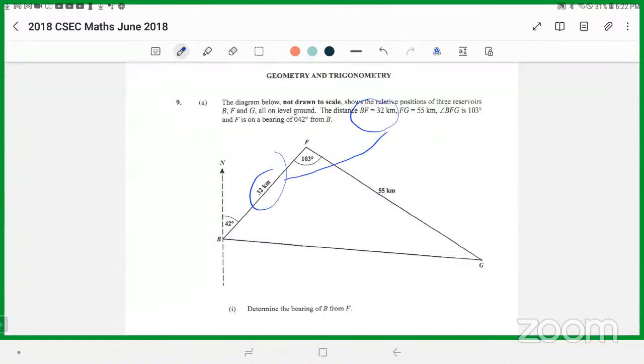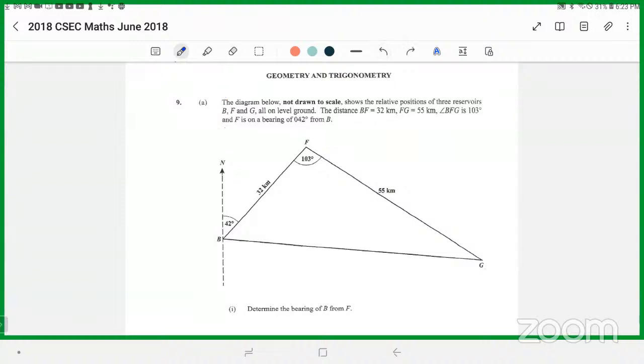That is shown right here. FG is 55, that is shown here. And the angle BFG, 103 degrees, is shown there. So everything that we have spoken about so far is shown. Then they tell us that the bearing of F from B, F is on a bearing of 042 degrees from B. So from B to F, this is the bearing right here. Let's put 42 degrees on the diagram. So everything that they have set up here is shown in the diagram, so the question is that much easier. Okay?